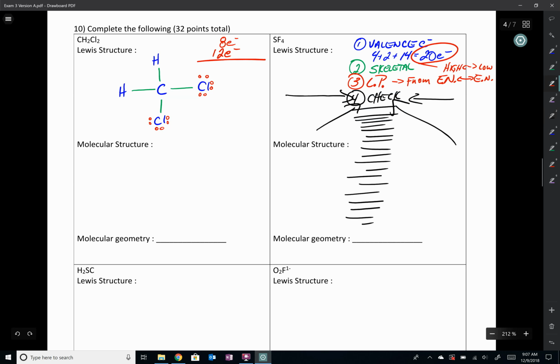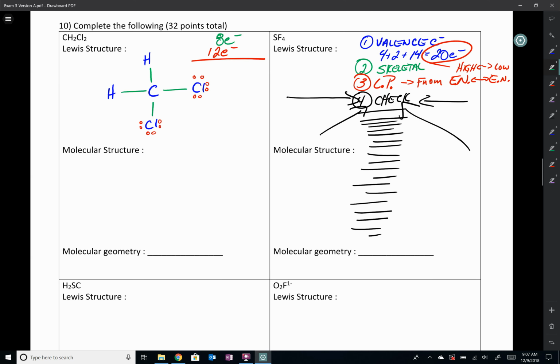All right, we started out with 20. Let me just write this in green here so we can color code this. We started out with 20 total electrons. We used 8 electrons to make our 4 bonds in green, and we added in 12 in our lone pairs there. So we have a total of 20 electrons.